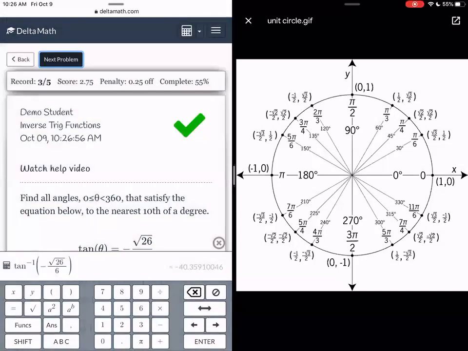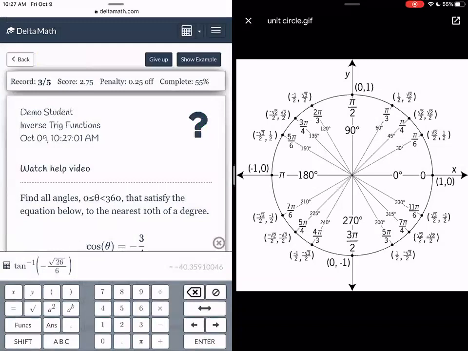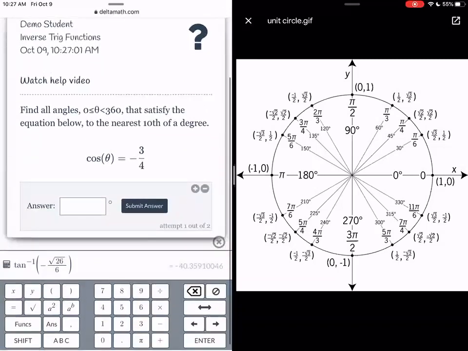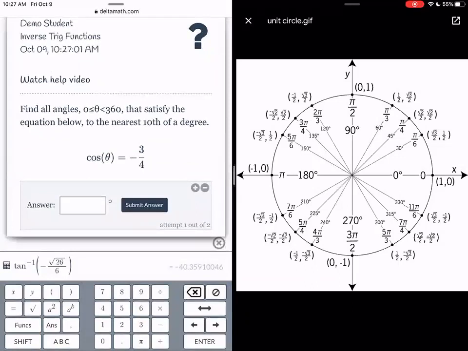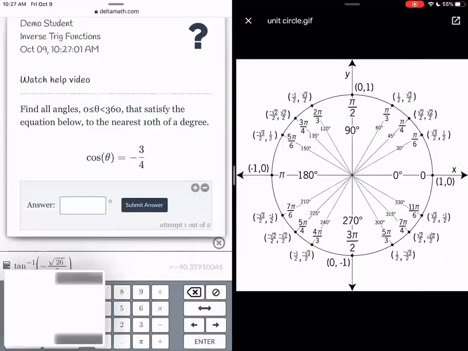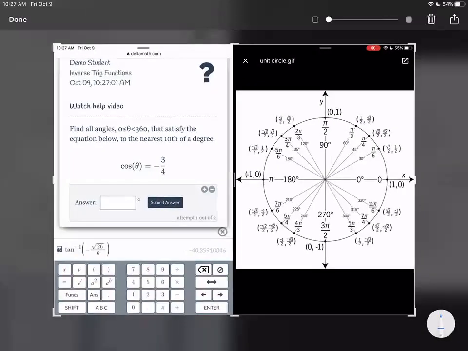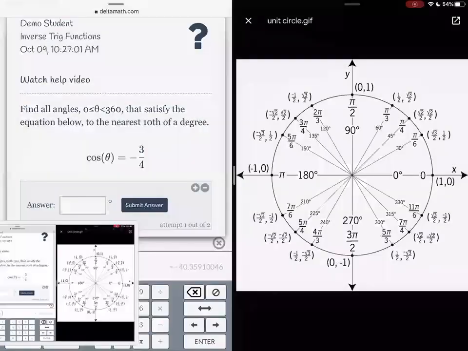Okay, let's do one more. I think we have enough time to do one more. I just know that this is a hard section, so I want to make sure we do it. So we have cosine of theta is equal to -3/4. Let me type that into the calculator.